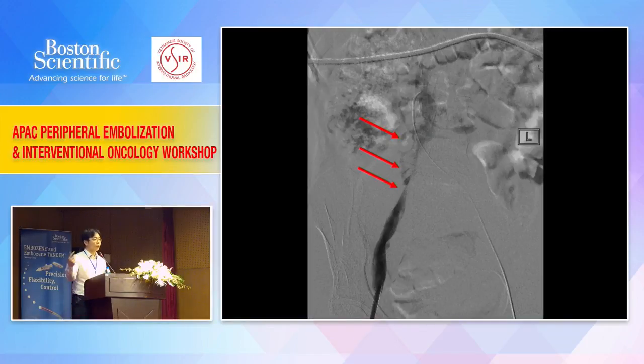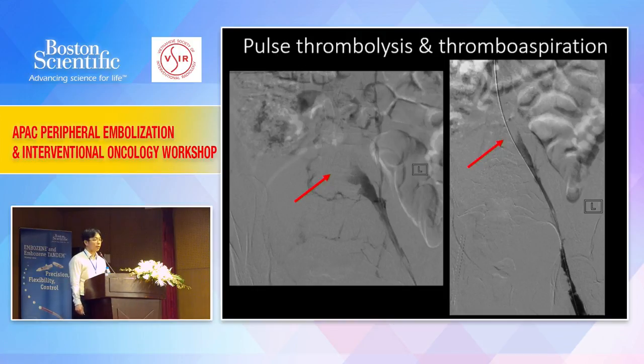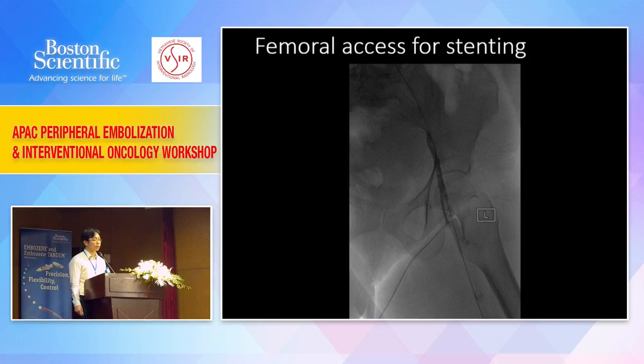Okay? Bring your wire across. On the right side, you get your groin access. You do a gram. You can see very clearly where your occlusion points are from the extrinsic compression. Pulse spray, go up and down in the usual manner. Get rid of as much of the clot as you can.